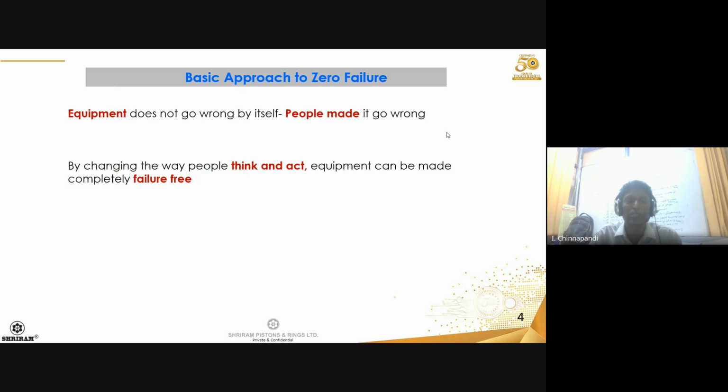So to continuously run that, what systems do we have to put in place so that the equipment is in good condition and gives optimum performance? The basic approach is that equipment does not go wrong by itself. People make it go wrong, as we have discussed earlier. By changing the way people think and act, equipment can be made completely failure free.